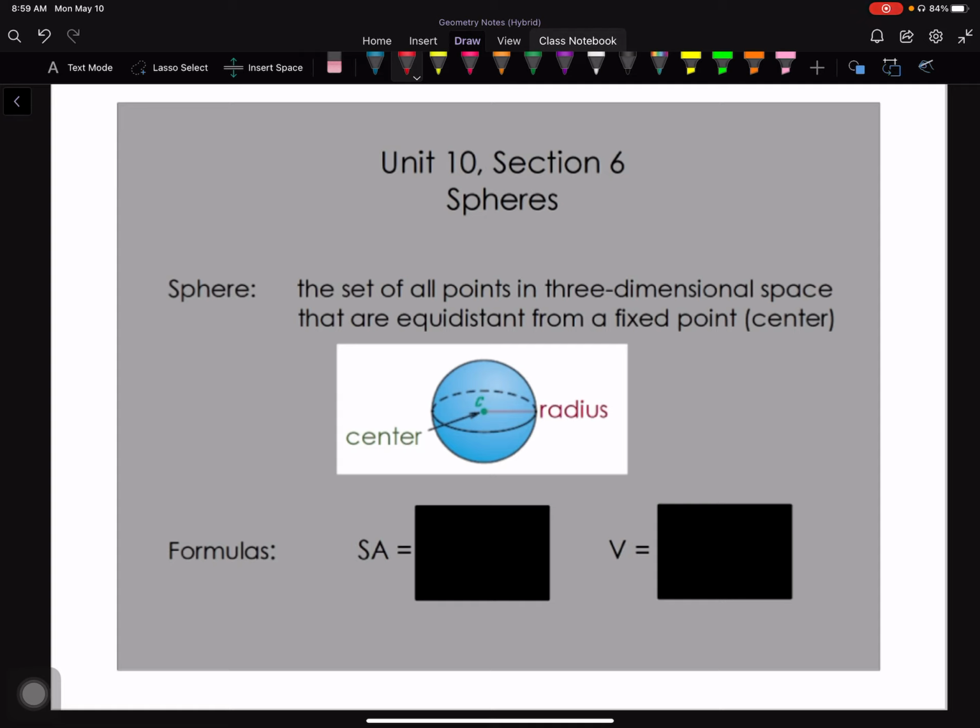To find the surface area of a sphere, now this is pretty straightforward, you take 4 times pi r squared. So all you need to know is your radius. To find the volume, you take 4/3 pi r cubed. So again, all you need to know is your radius. With spheres, if you know your radius, you're in great shape. If you're given your diameter, just cut it in half, and now you're in great shape.